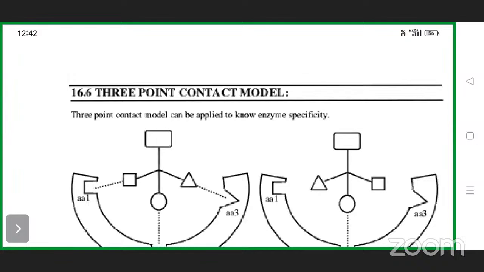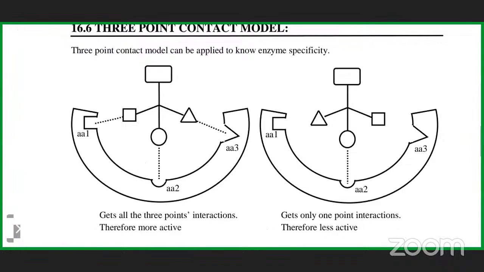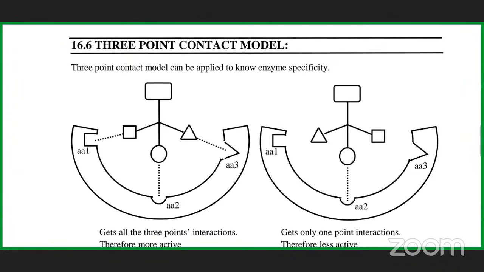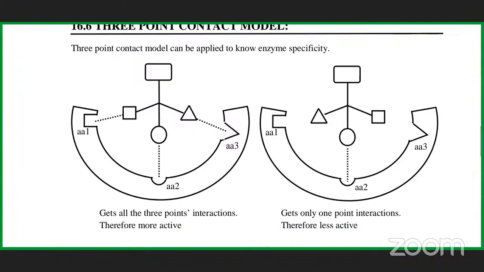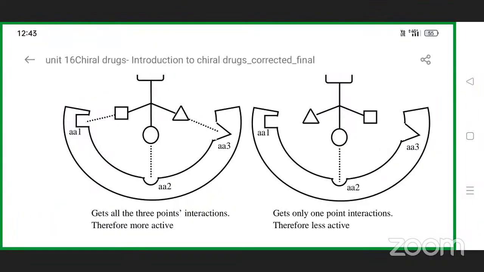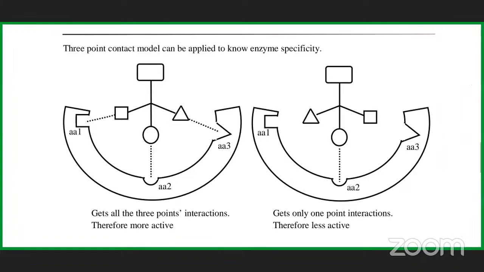So you can see the 2 cases, for example in both diagrams. Here is the receptor active site, the active site that has amino acid 1, amino acid 2, amino acid 3. These are the 3 points here: AA1, AA2, AA3.